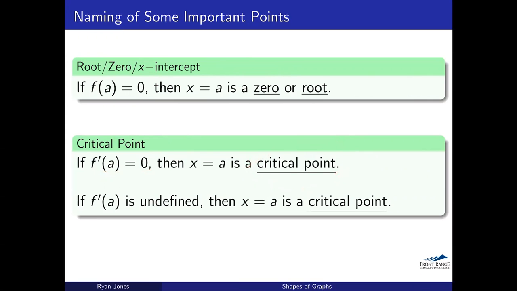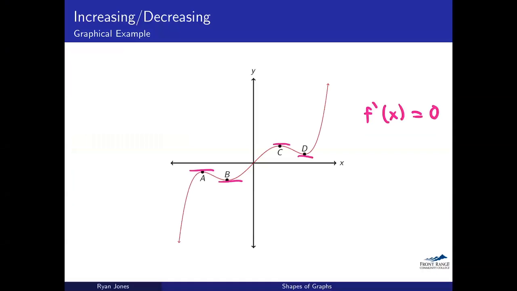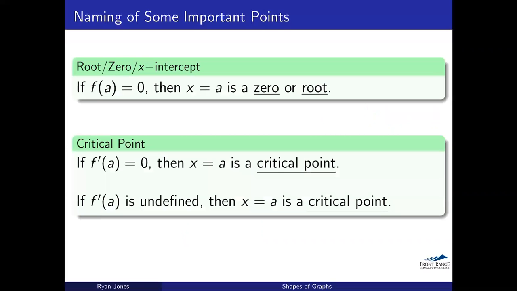So going back to that lovely graph that we've been looking at before, at A, B, C, and D, we have a derivative that is equal to 0. That means that A, B, C, and D are all critical points. And as well as the derivative being 0 giving us a critical point, if the derivative is actually undefined, that also gives us a critical point.